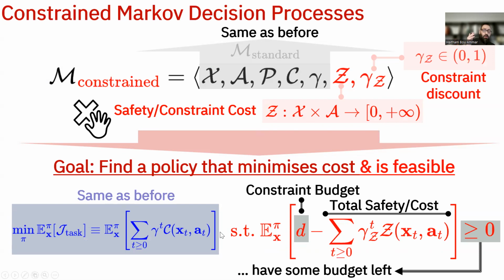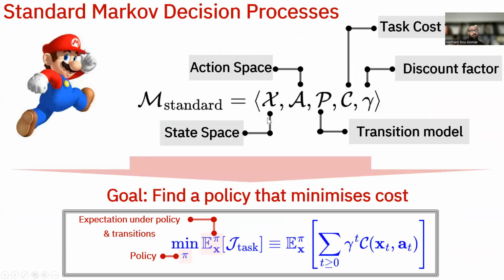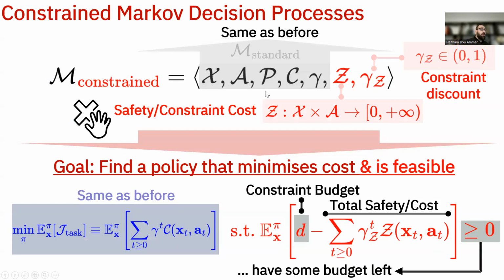So we are able to go from a standard MDP, which is the MDP we described here, into a constrained MDP by taking the standard MDP and augmenting two additional things. One is this mathcal Z, which is the safety or constraint cost. And this constraint cost is like the standard cost, but it dictates our safety or constraint specifications.